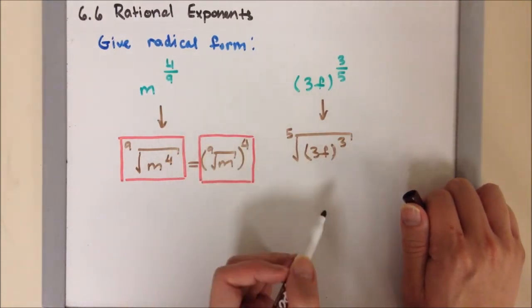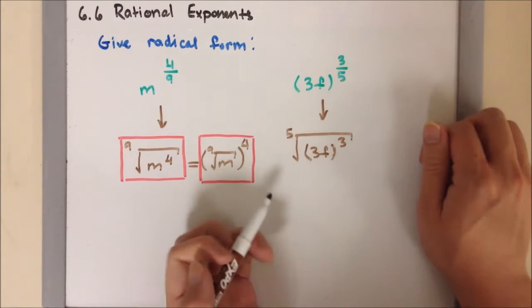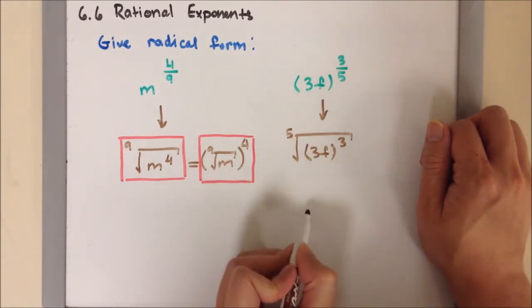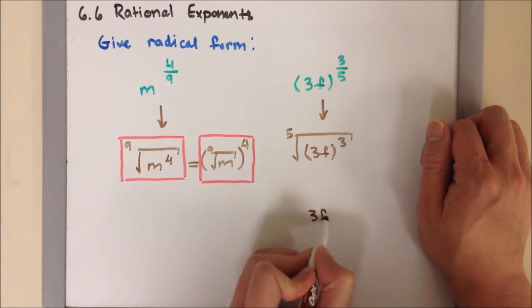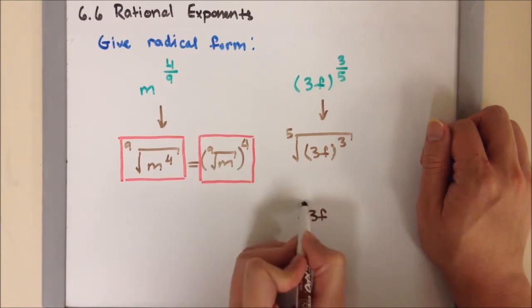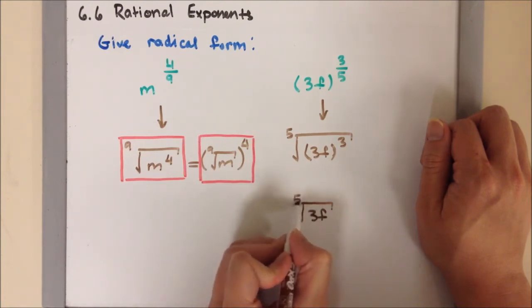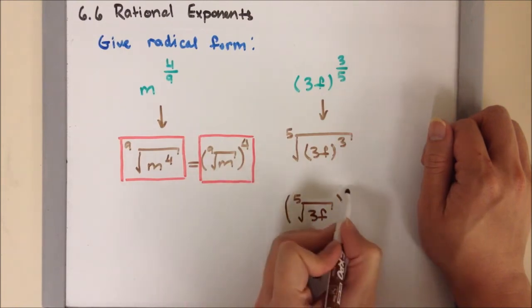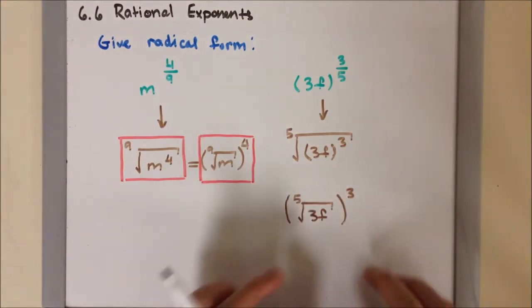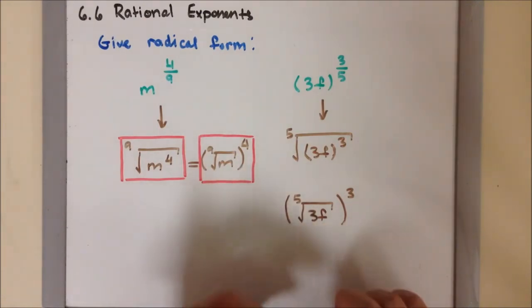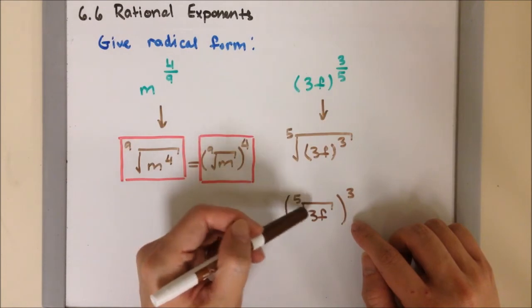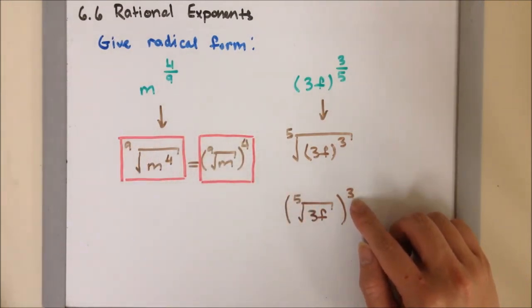Now, if you were to write the other form, it would look like this. And the other form does not require parentheses on the base. So I'm going to write 3f with the radical to the 5th root, and then raise the whole thing to the 3rd power. Here, I don't have parentheses on the 3f, but I put parentheses on the whole thing, the 5th root of 3f, when I'm raising it to the exponent power, which in this case is the 3rd.